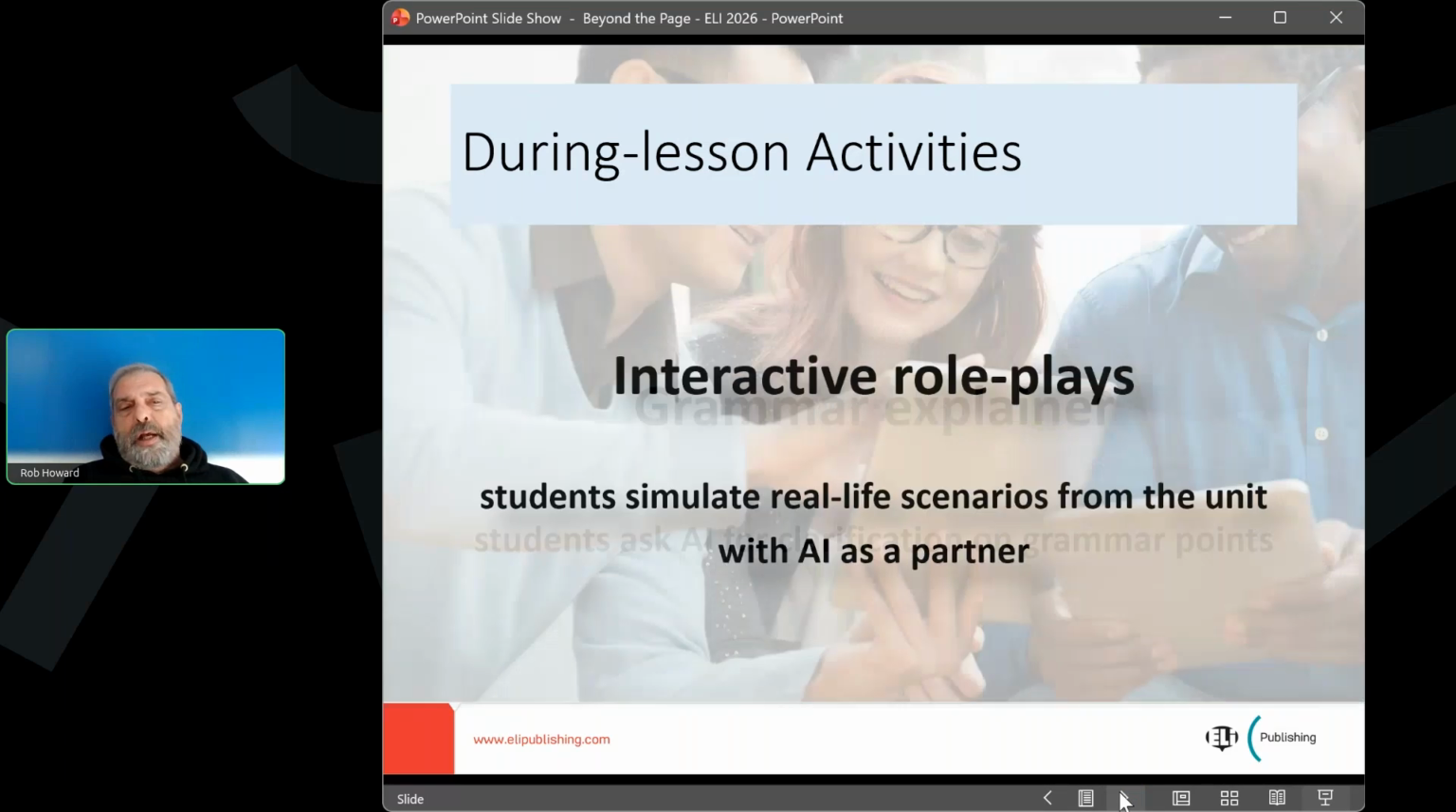Interactive role playing. They simulate real life scenarios from the unit, and they could use AI as a partner. You'll have to help them with prompts and teach them what to do for prompting to get an AI chatbot to work. Again, it depends on the level of technology you have in your classroom, what's available, if they're allowed to use their phones, if they have computers with them, whatever. But AI can work for this to give more practice.